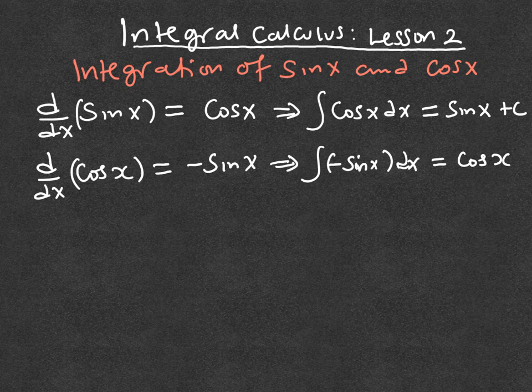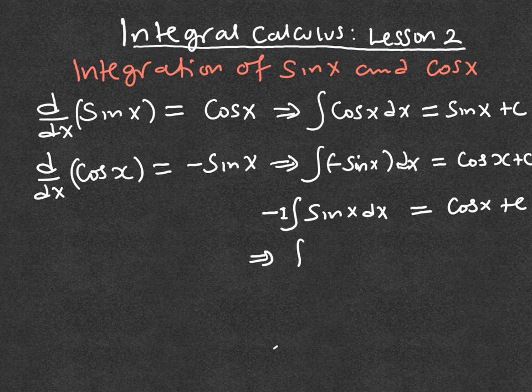What if we factor out that negative? This is the same thing as an integral with a negative 1 outside. I can put a negative 1 and write sine x dx. This still will be cosine of x because we have not changed anything, plus c. Now, if I divide through by negative 1, it means that the integral of sine x dx will be negative cosine of x plus a constant.